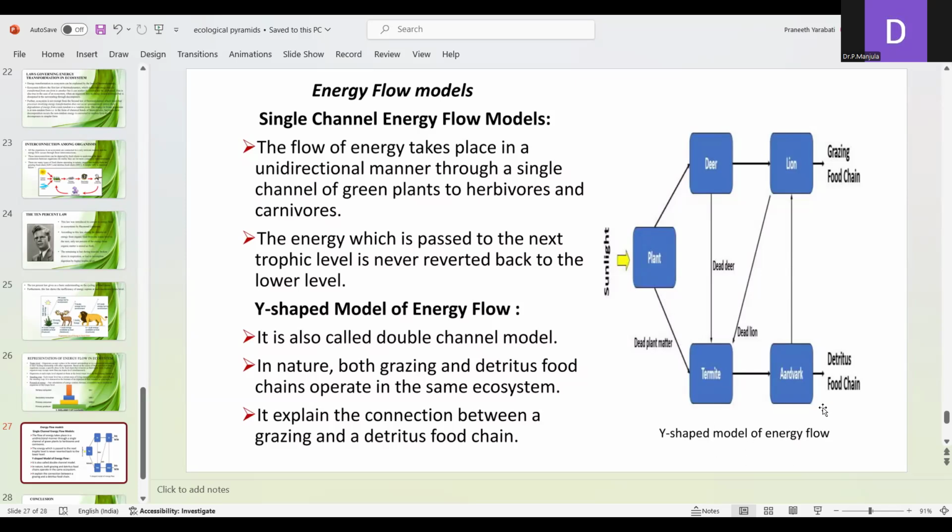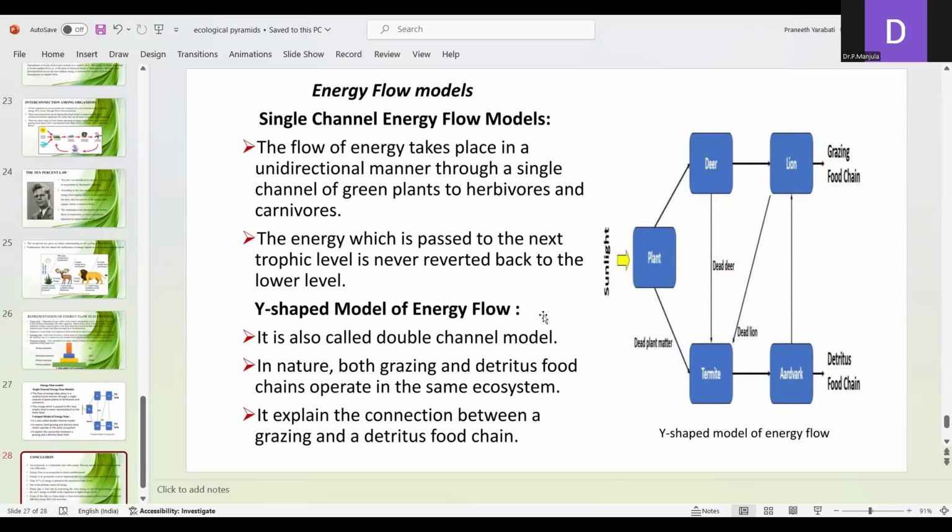So this is the Y-shaped model of energy flow. It is also known as the double channel model. This one comes under the grazing food chain and this comes under the detritus food chain. It explains the connection between the grazing and detritus food chains, how they are related. In the grazing chain, after some time the plant may die, becoming dead plant matter, which is decomposed by microorganisms. So it relates the two. This is the Y-shaped model.